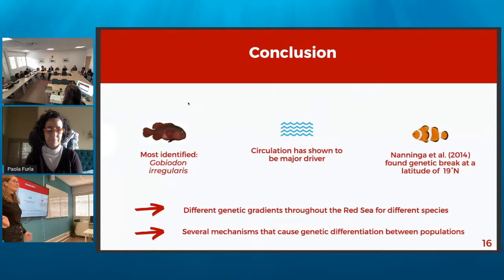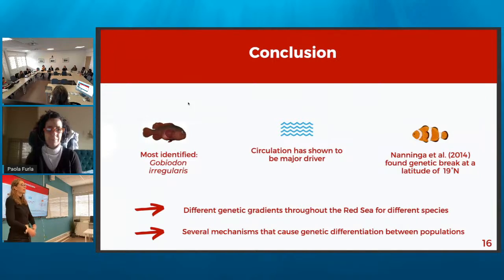But I couldn't find clear numbers for Gobiodon. For other species, the PLD ranges from 13 to 51, but for Gobiodon we don't have much information. So I looked at other studies to identify patterns, like what is it that shapes populations? Several studies have shown that it's circulation.